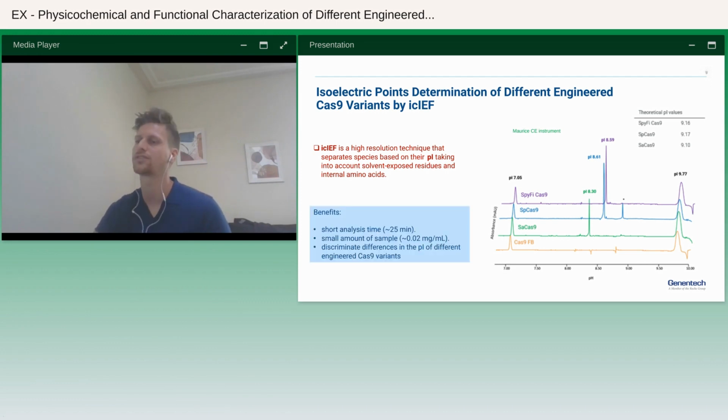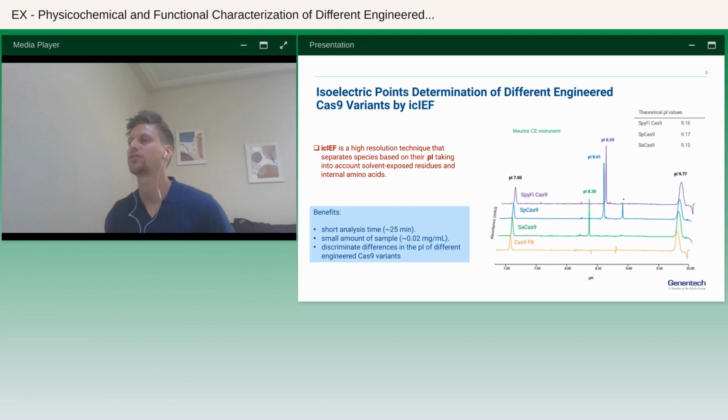And so we have some key benefits for using this method, the Maurice instrument. Basically, we have a very short analysis time, only 25 minutes. This method requires a very small amount of sample, only 0.02 milligram per ml. And with this method, you can discriminate differences in the pI of different Cas9 variants.